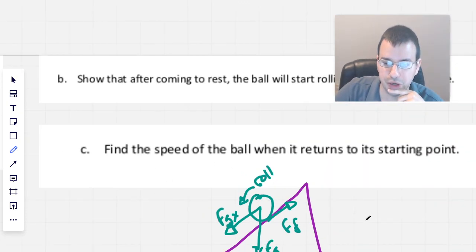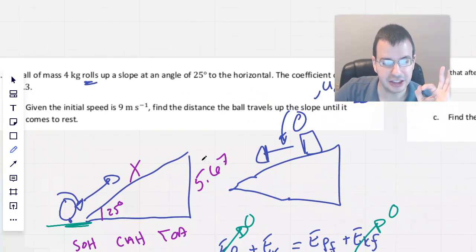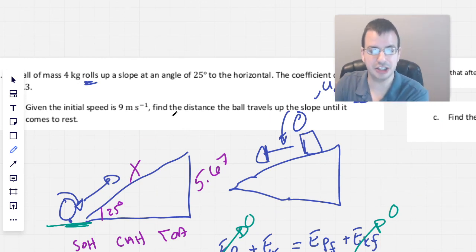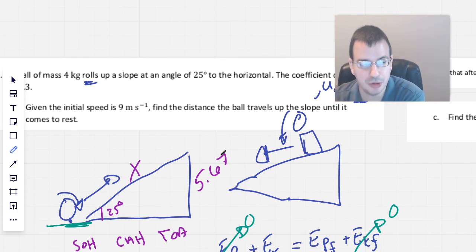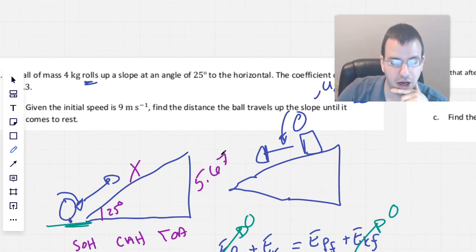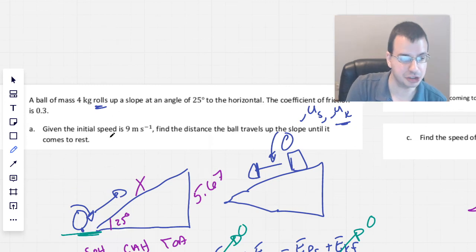So find the speed of the ball when it returns to the starting point. Okay, so my assumption here is there is not going to be any energy lost due to friction, because the friction is causing the ball to roll. If the ball was sliding, then we'd be losing energy on the way up and the way down due to friction. But it's not. The friction is causing the ball to roll, so that energy isn't lost. It's just converted into rotational energy. So the speed of the ball when it returns to its starting point is going to be the same as its initial speed going up.